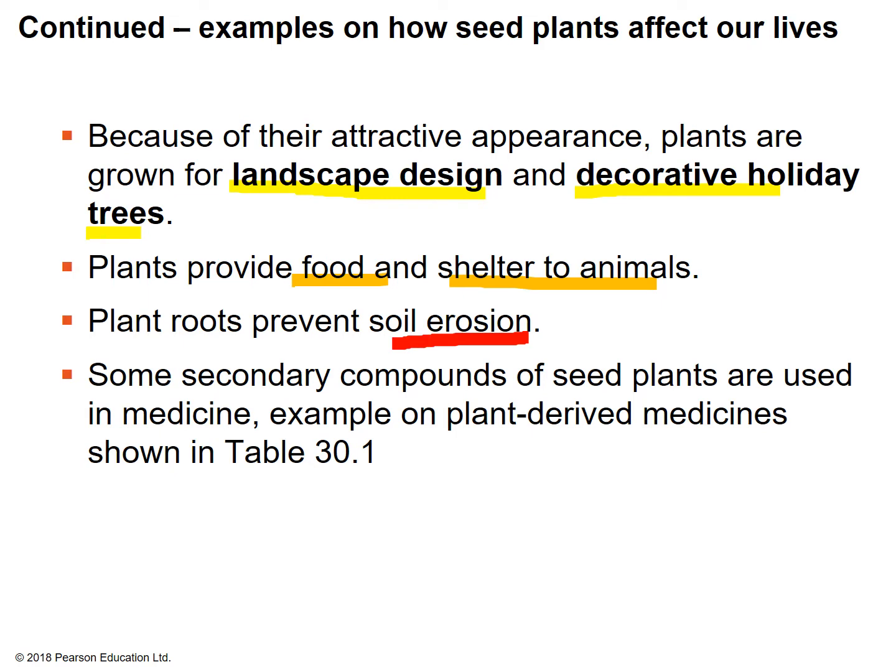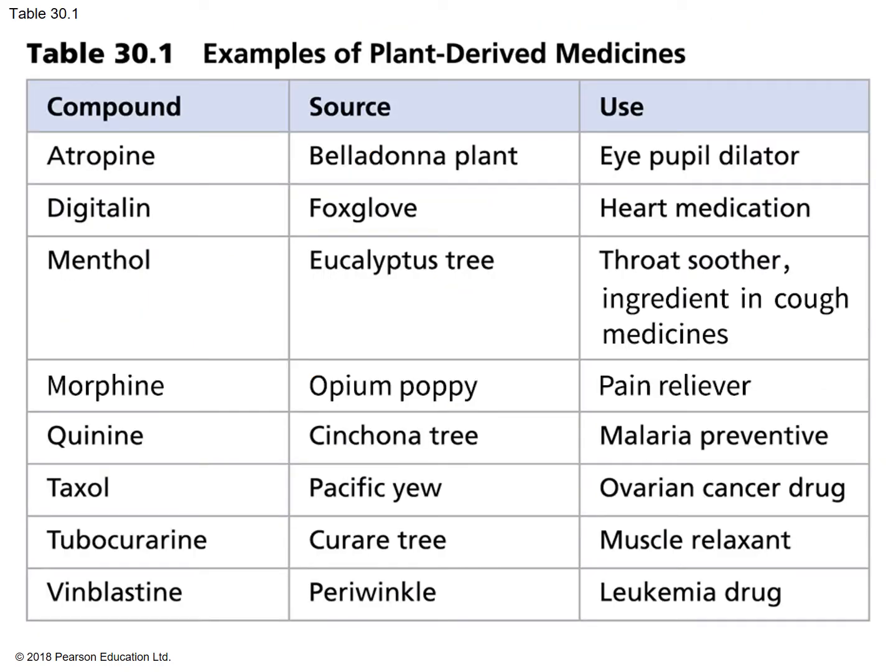Some secondary compounds of seed plants are used in medicine. Examples of plant-derived medicines are shown in table 30.1. Atropine is used as an eye pupil dilator during eye examination. Digitalin is a heart medication. Menthol is a throat soother, also an ingredient in cough medicines.